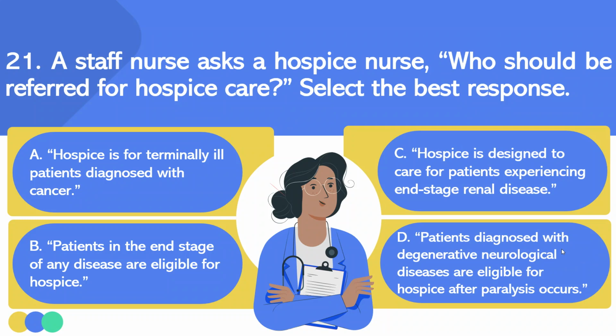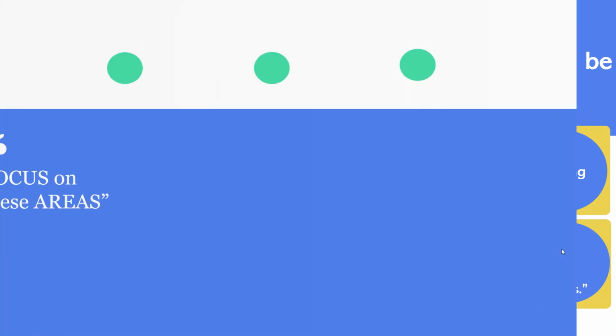Letter A, C, and D is considered to be part of letter B. So we're looking for an umbrella effect answer. The best answer for number 21 is letter B, because hospice care are services provided to terminally ill regardless of diagnosis. 21 is letter B.